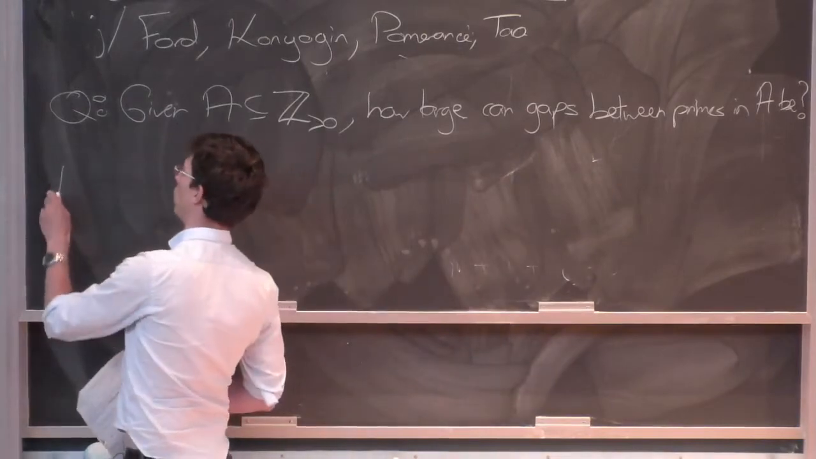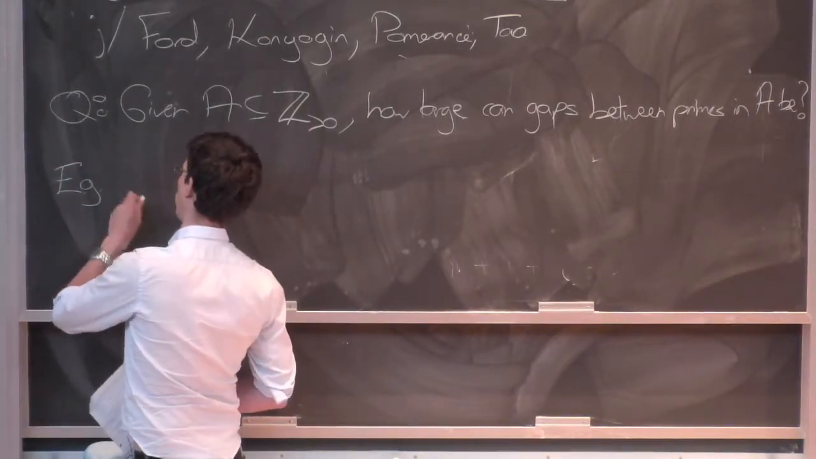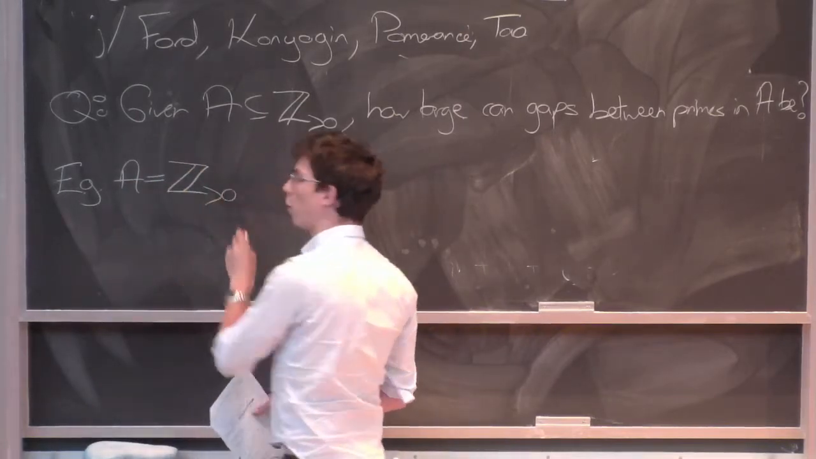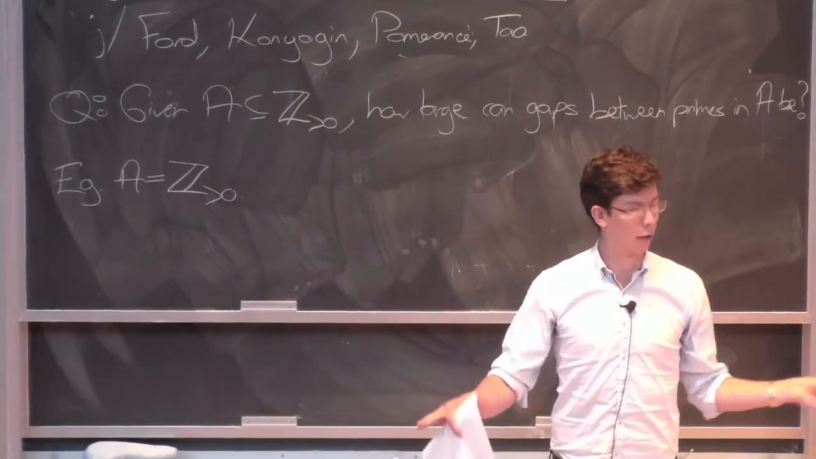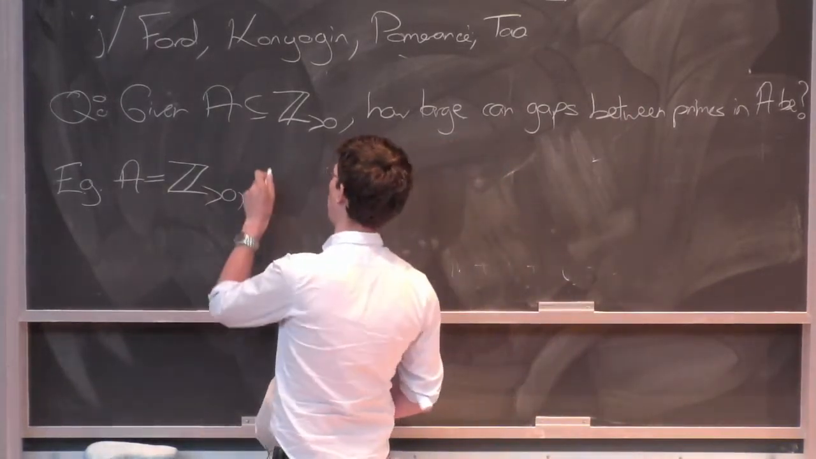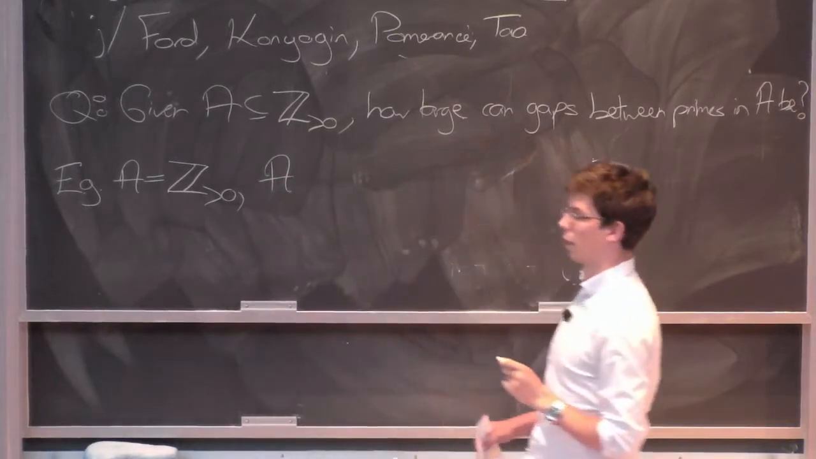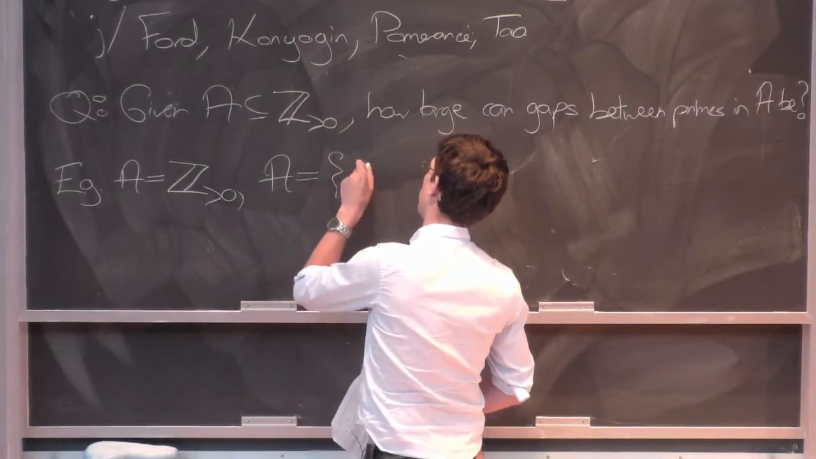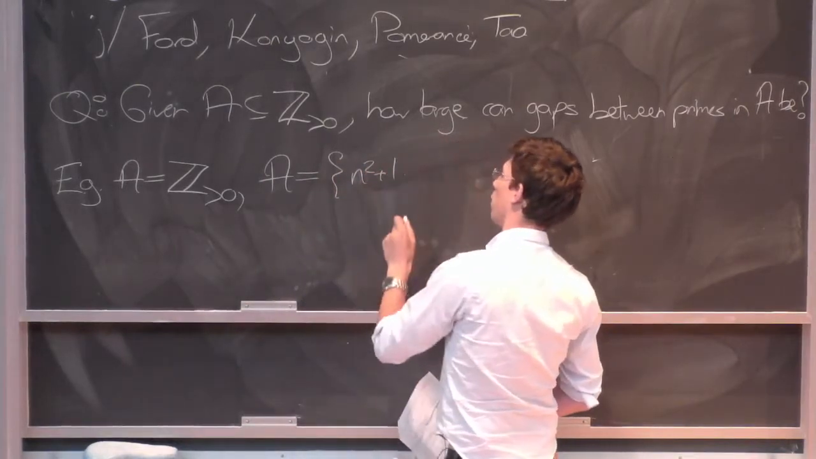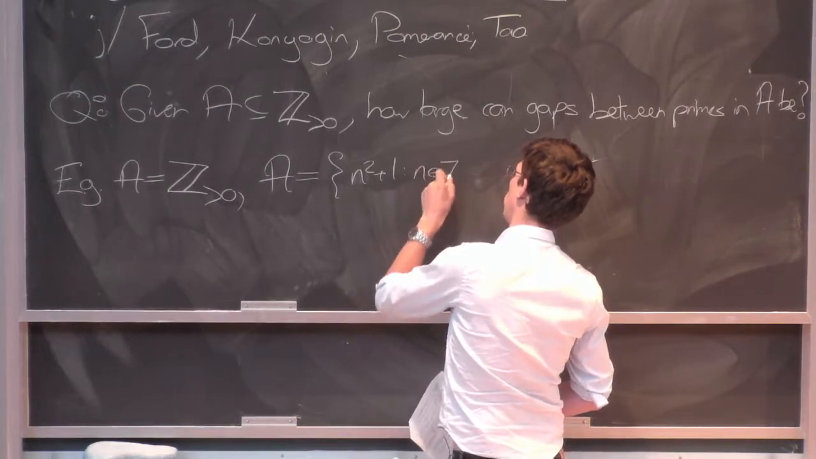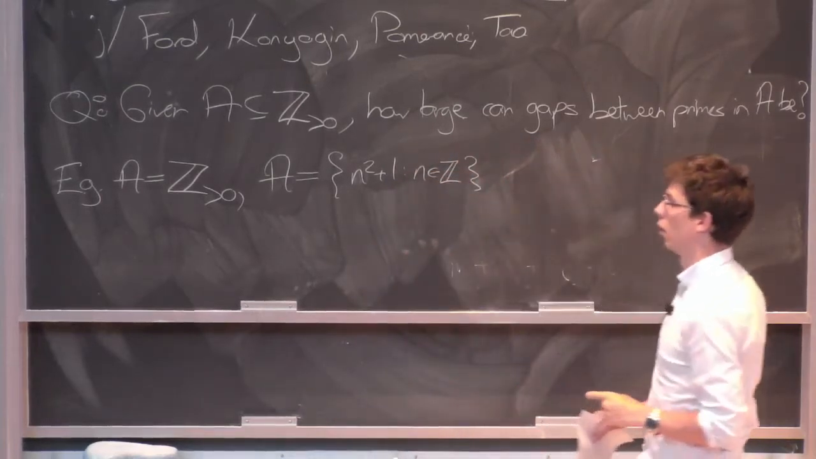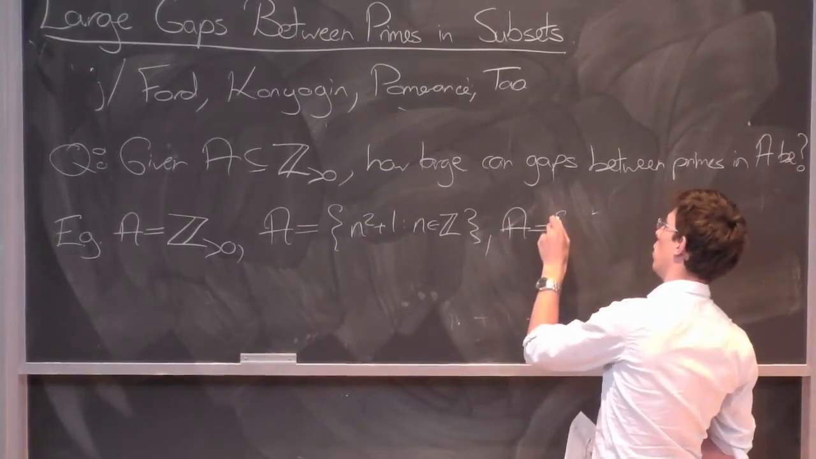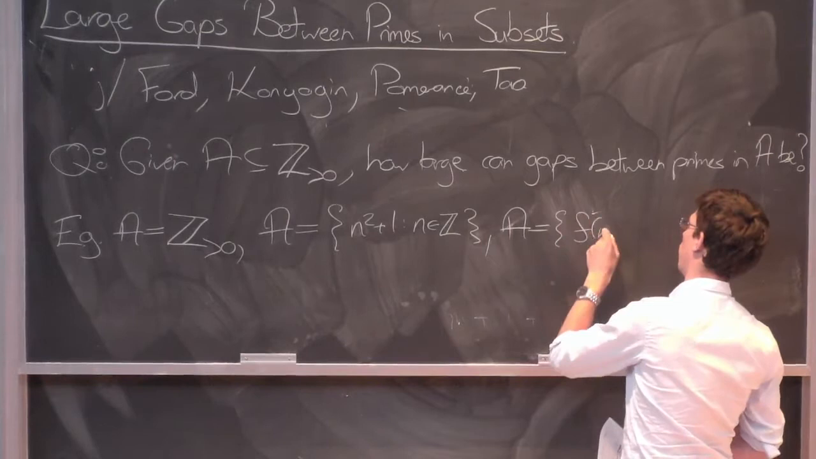So just as some examples, you could take your set A to be the set of all positive integers, in which case I'm just thinking about how large can gaps between primes be. One example that I'm going to touch on several times in this talk is if you took A to be the set of values of the polynomial n squared plus 1. So a much thinner set. More generally, you could think of A being the set of values of any polynomial.